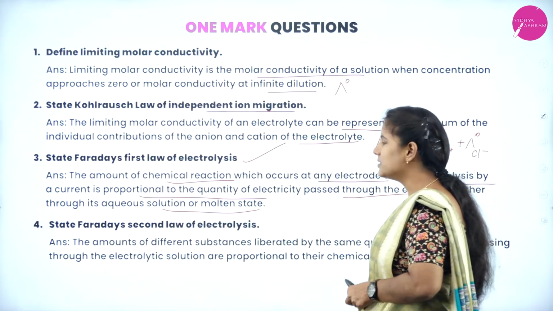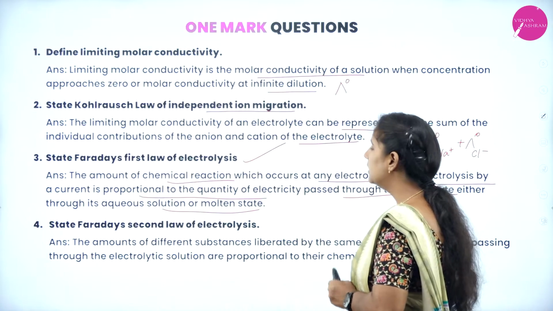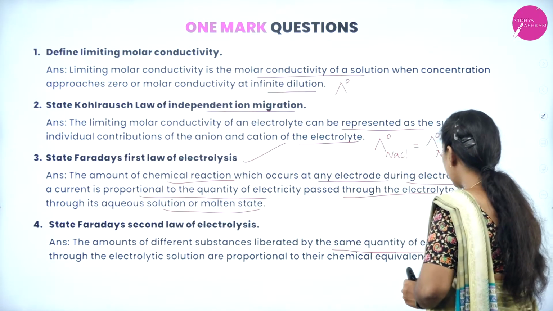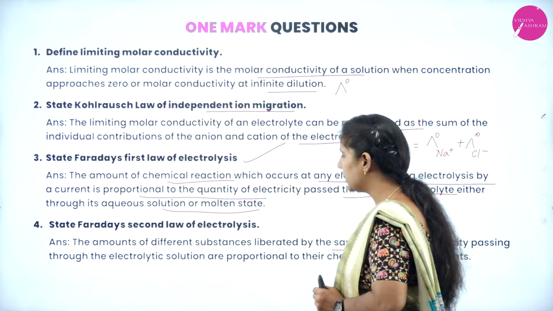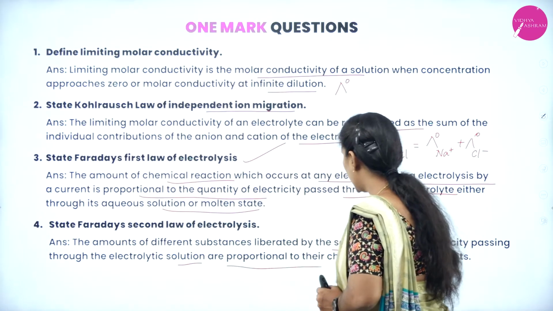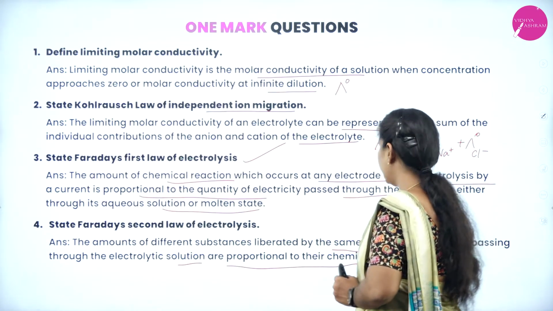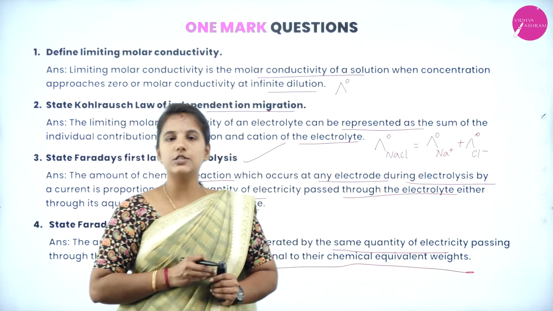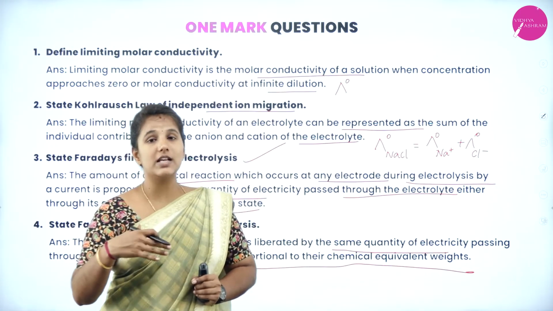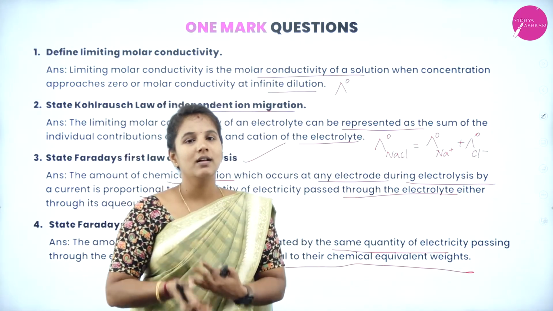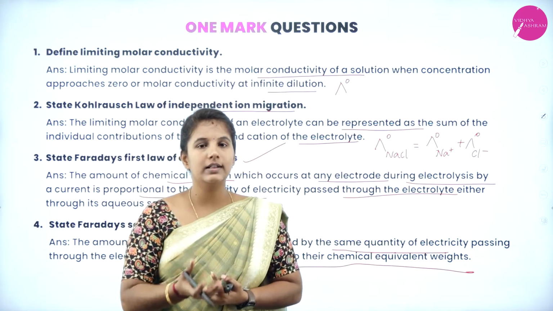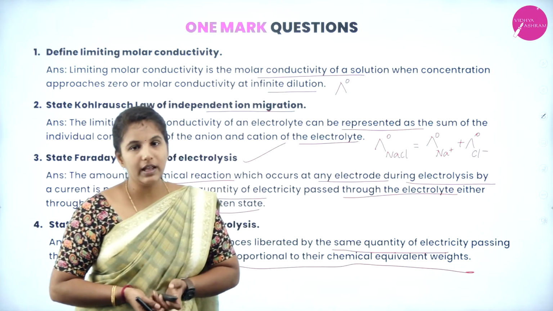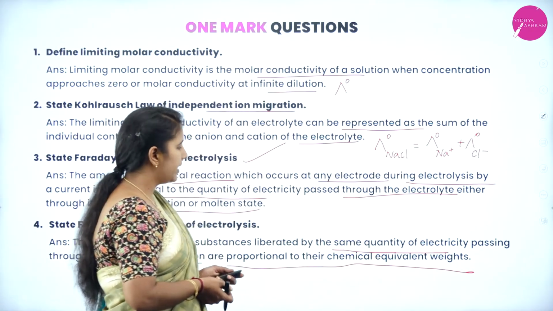Coming to the second law of electrolysis: the amounts of different substances liberated by the same quantity of electricity passed through the electrolytic solution are proportional to their chemical equivalent weights. So during electrolysis, the quantity of substance liberated is proportional to the quantity of electricity passed through the electrolytic solution.